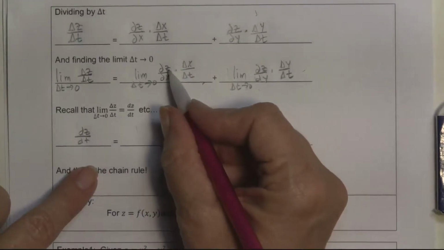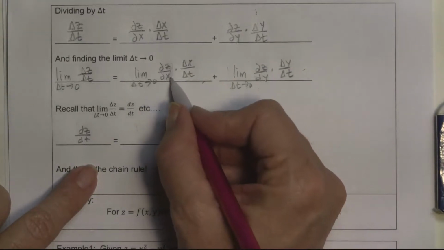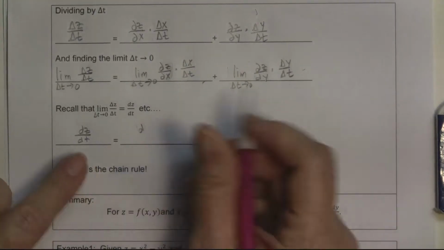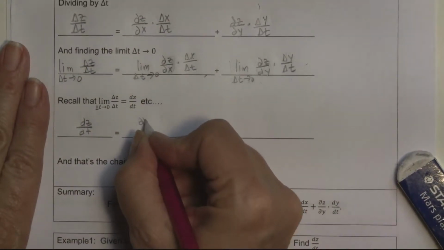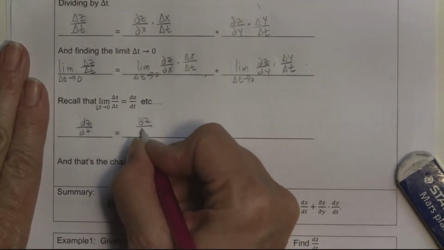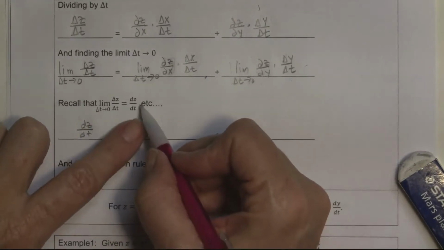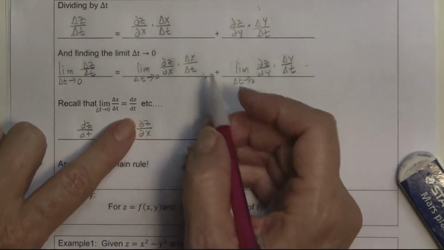And this partial doesn't have anything to do with delta t, and so it can be in the front. So that partial is going in the front. And likewise, just like this limit was equal to dz dt, this limit is, what do you think? Dx dt.